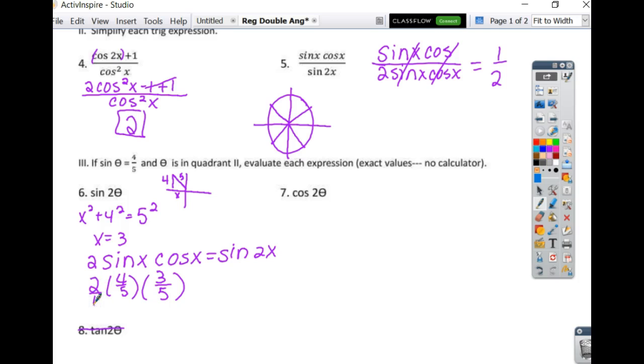Okay, let's not take a moment. This is like Geometry 101. If you failed geometry, you're sad. This is the Pythagorean theorem. My x value is 3.